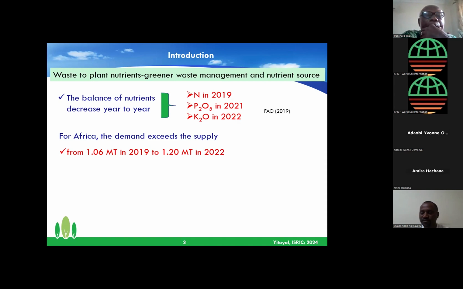This is because if you just observe the FAO report of 2019, you see the balance of nutrients is decreasing year to year. For instance, for nitrogen, the scarcity was observed in 2019, for phosphorus in 2021 and potassium in 2022, according to the FAO forecast. If you see for Africa, the demand exceeds the supply. It was 1.06 mega in 2019 and becomes 1.20 in 2022.